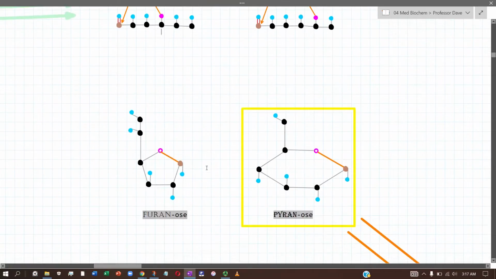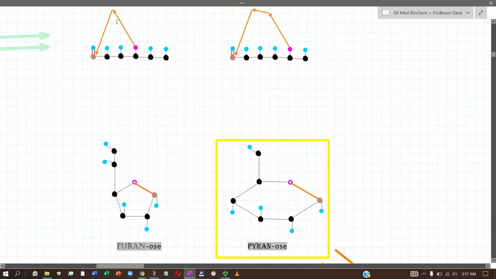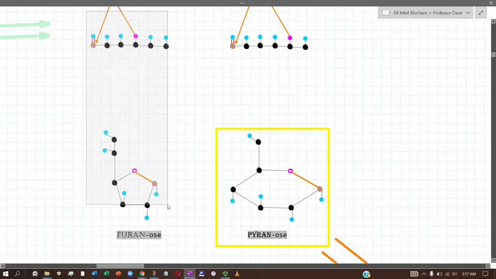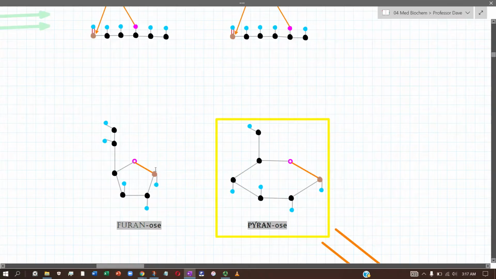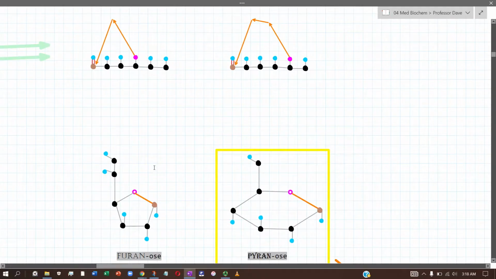So what happens in each case? Well, just look straight down. These are the ones to consider together. So if the hydroxyl group on carbon 4 is the one that attacks, you get something called a furanose, and you get this pentagon ring, and you get the carbons in the corresponding place.